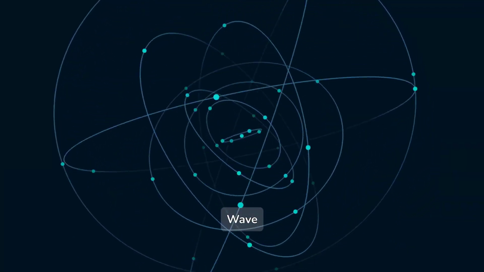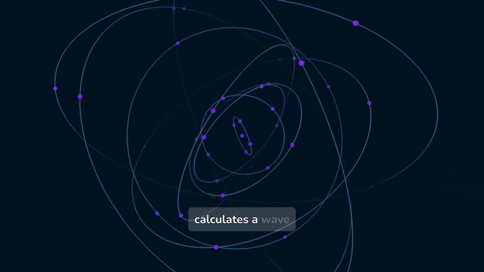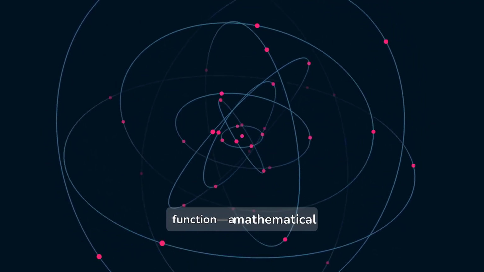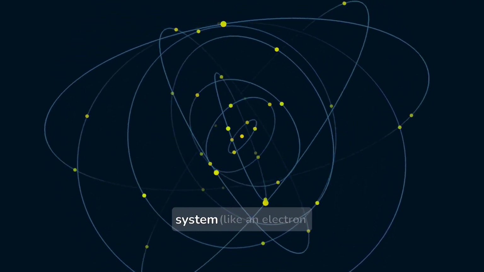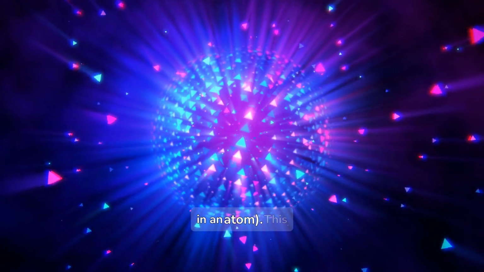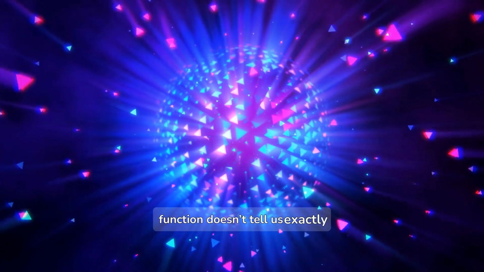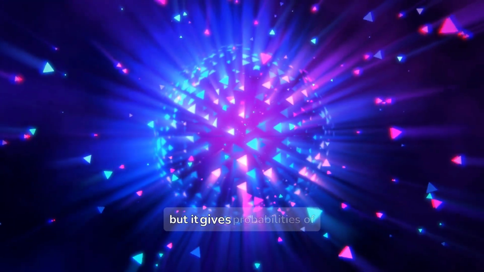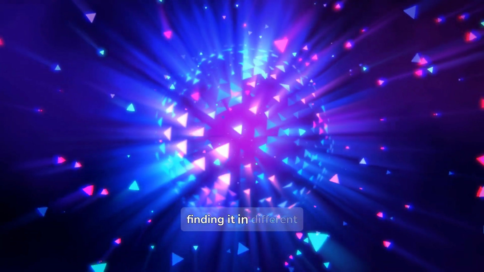Wave function. The equation calculates a wave function, a mathematical description of a quantum system, like an electron in an atom. This function doesn't tell us exactly where a particle is, but it gives probabilities of finding it in different states.